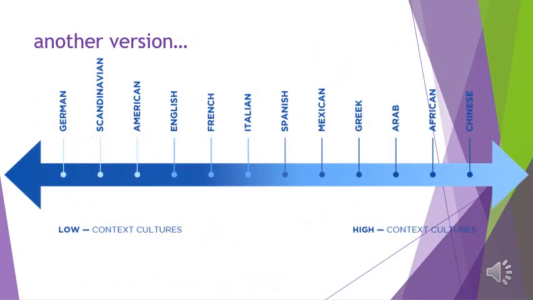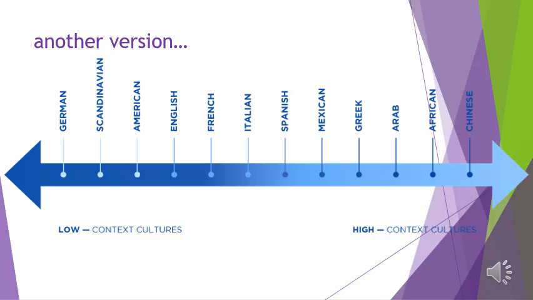So remember what I said a moment ago, that these actually can vary depending upon who's doing the research. Here is another version that I found. This one is slightly different when you look at where things are. And once again, you still have one of the Asian cultures, Chinese, over there on the far right, high context. And African and Arab are still relatively toward that end as well.